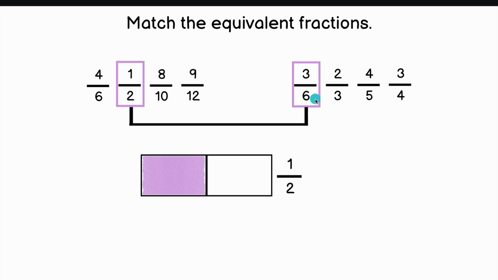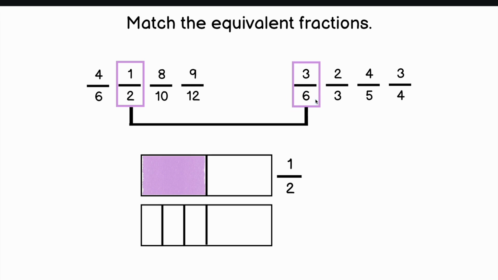We need 6 equal parts. 1, 2, 3, 4, 5, 6. We need to shade in 3 to represent 3/6. 1, 2, 3. We notice that 1/2 and 3/6 are equivalent. They represent the same amount. Let's write 1/2 is equivalent to 3/6.